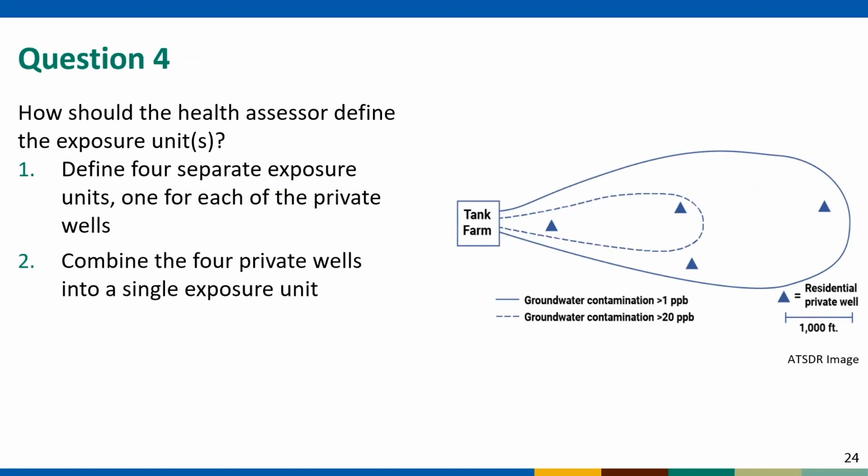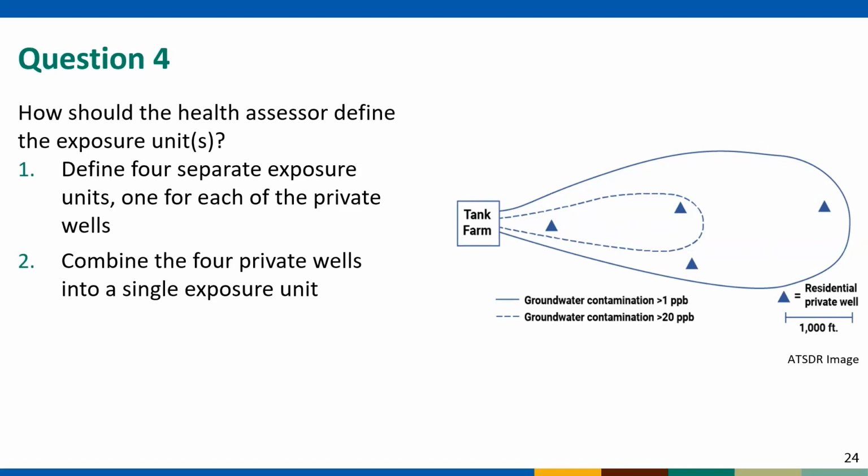Now, let's walk through one more question. In this example, let's consider a leaking storage tank that created a large groundwater contamination plume that has affected 4 private wells at 4 different homes. This is depicted in the figure, where there is a tank farm at the box on the left-hand side of the plume. There are 4 private wells indicated as blue triangles and then some isopleths outlining groundwater contamination.